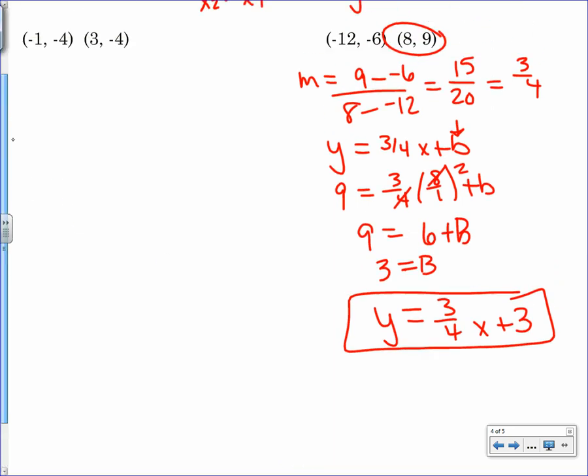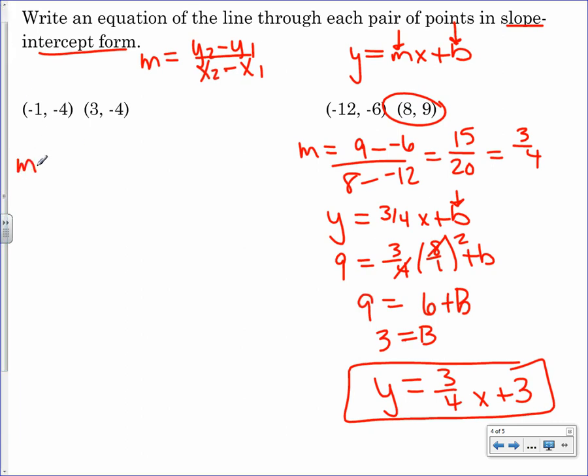Okay, the other question is the exact same concept. You find m using your slope formula, however you do it. If you had to, could you graph it and do rise over run? Sure, but I probably wouldn't. You need to know the slope formula at some point.